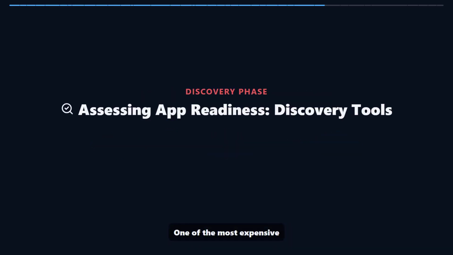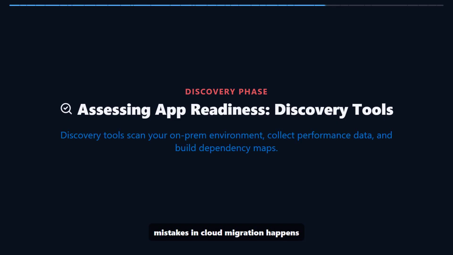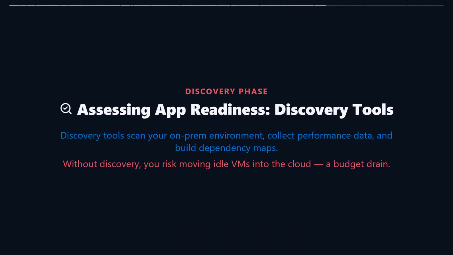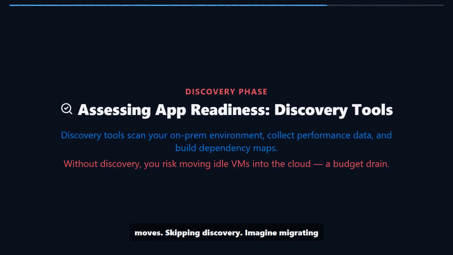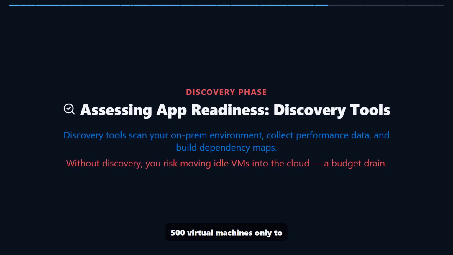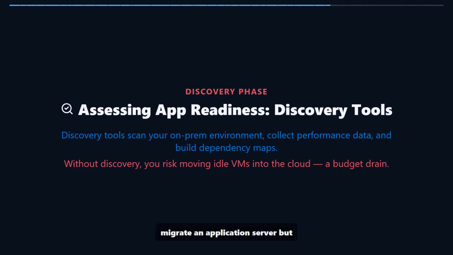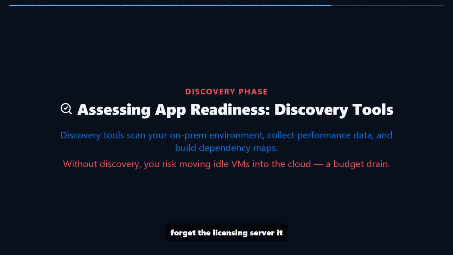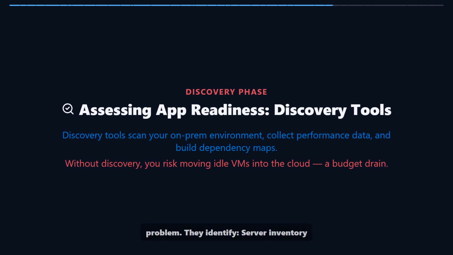One of the most expensive mistakes in cloud migration happens before the first server ever moves. Skipping discovery. Imagine migrating 500 virtual machines only to discover that 80 of them haven't been used in over a year. Or worse. You migrate an application server but forget the licensing server it quietly depends on. Suddenly, production stops. Discovery tools solve this problem.